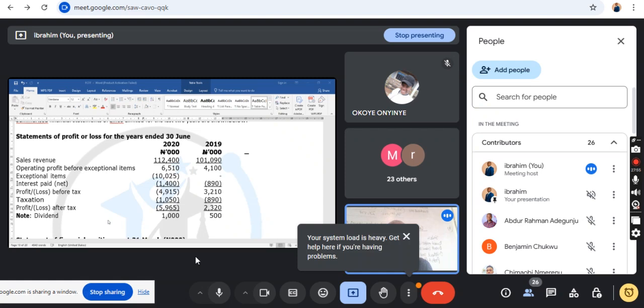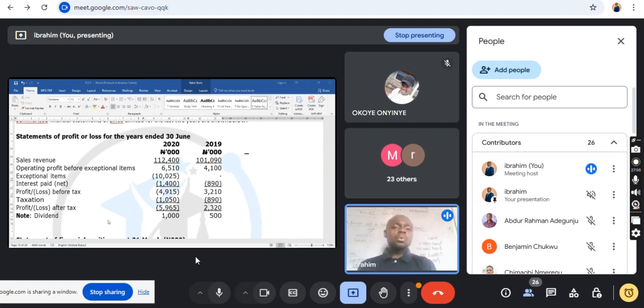Now, the PT wants to buy over, and this financial statement is for Zinco. This is a summarized statement of profit or loss for Zinco. Then the PT that wants to bid for Zinco now sees the statement of profit or loss.